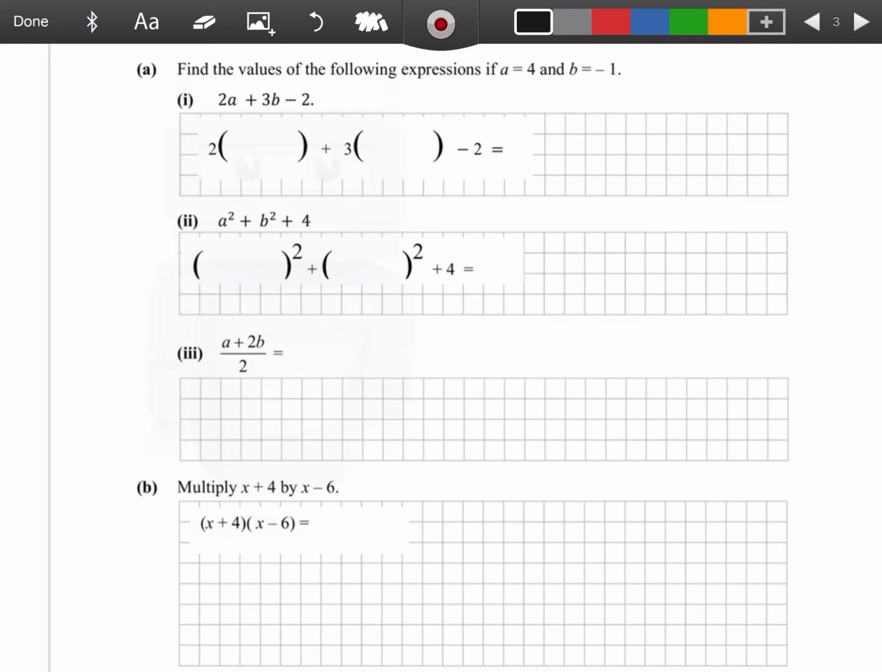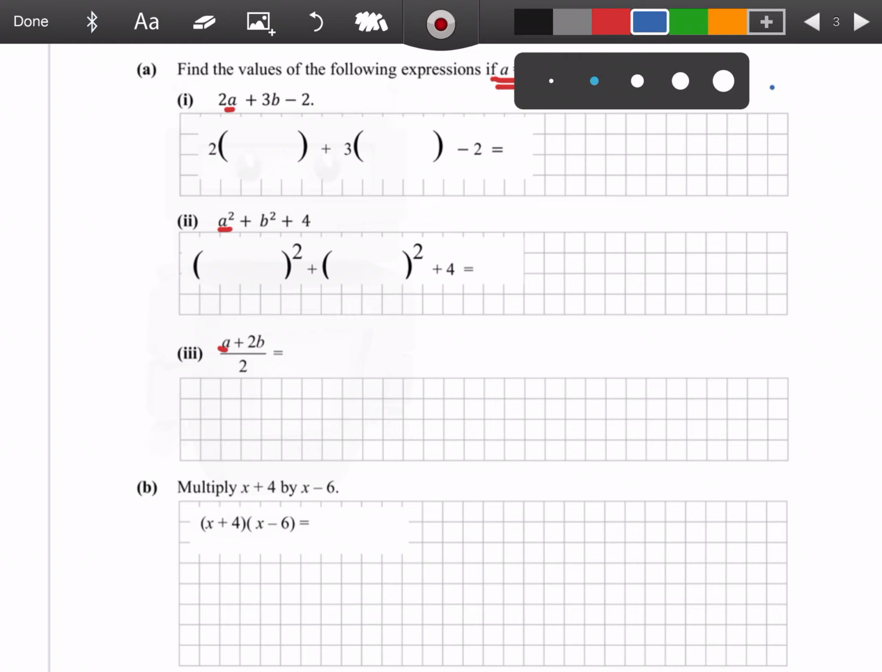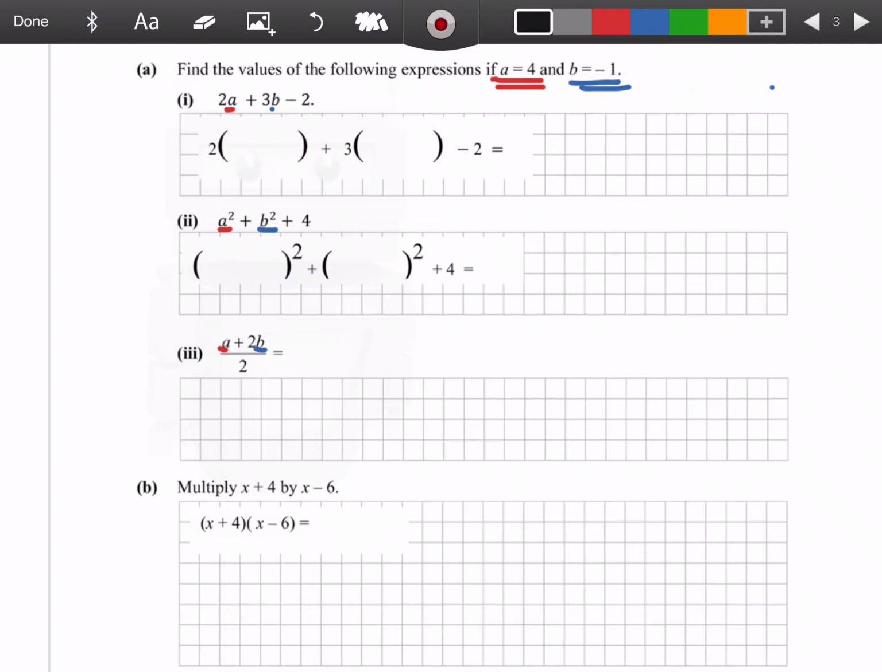Question 3. Find the values of the following expressions if a is equal to 4 and b is equal to minus 1. So I'm substituting a for 4. And let's go back, let's colour these in properly. So a is 4, yeah? So anywhere I see a, I'm putting in a value of 4. Anywhere I see b, I'm putting in minus 1. So you can see I've got a, b, b, b.